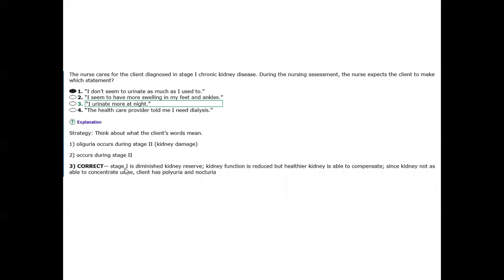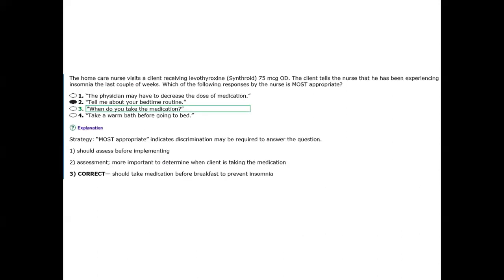And stage 1 diminishes the kidney reserve function. Kidney function is reduced, but the healthy kidney is able to compensate for what is occurring in stage 1. Since the kidney is not as able to concentrate the urine, the client has polyuria and nocturia. Excess amount of urine passing, or nocturia, at night time urine passes more.